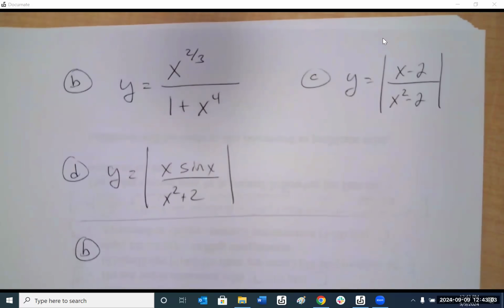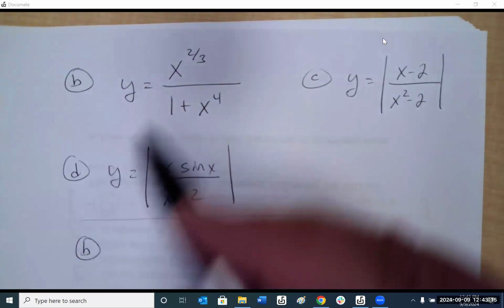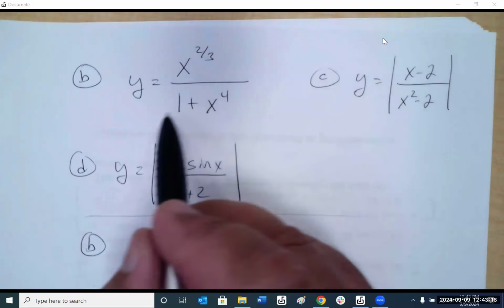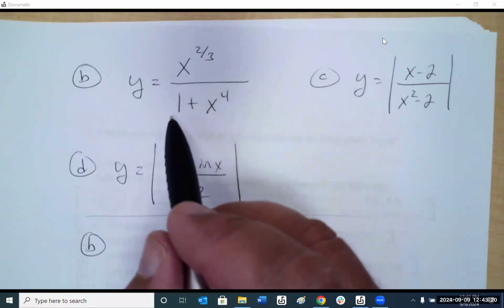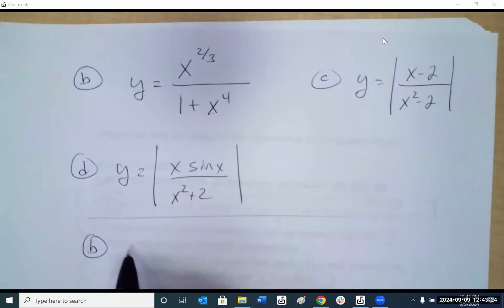Look, I'm sorry, that one. Are there any asymptotes there? Remember, the only asymptotes we have with rational functions, can the bottom ever be zero? No, because this would always be positive. So this one is continuous everywhere, all real numbers. How about the last, the C?